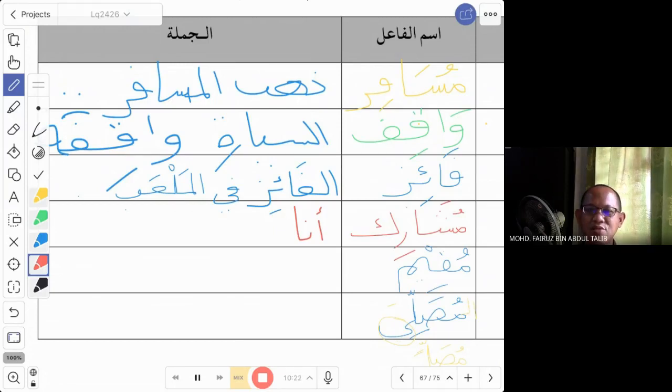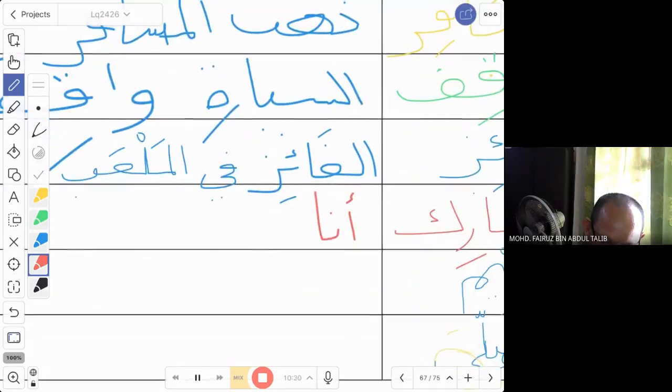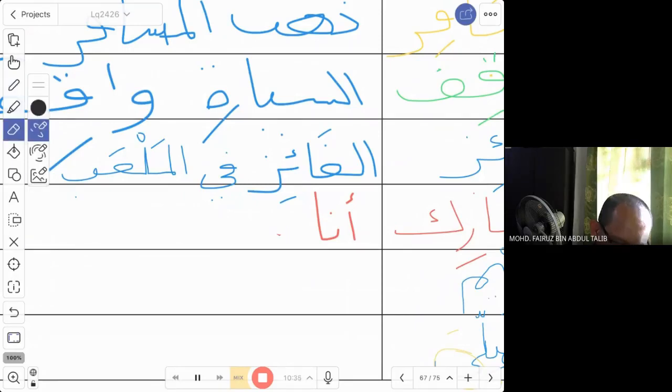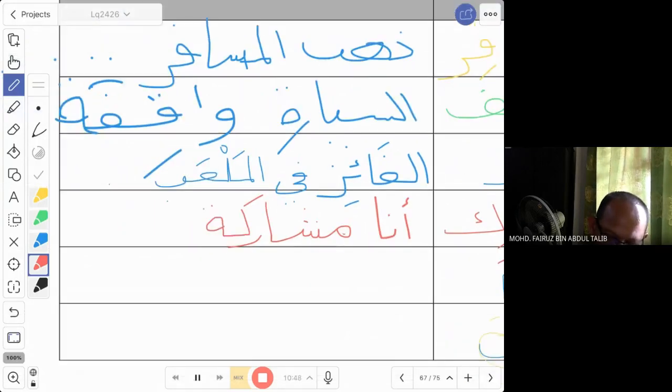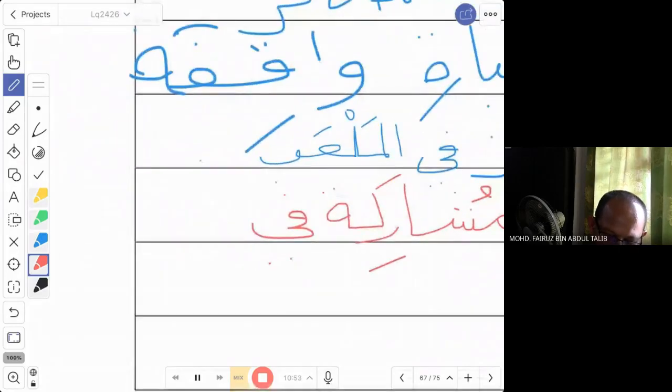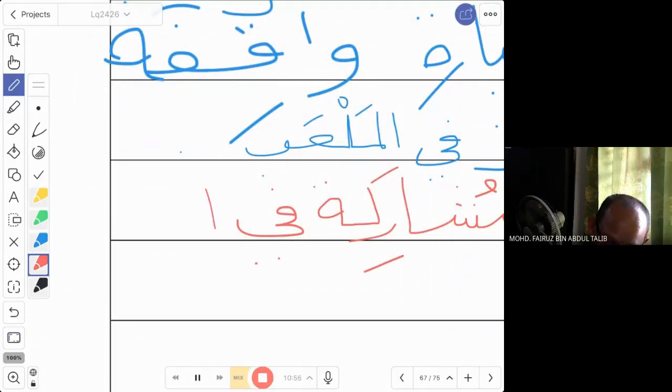Okay, so by replacing to isim fa'il, the meaning is always in the present. Isim fa'il is always in the present, as if you are using fi'il mudhari. So you just say ana musyarikun. So of course it depends on whether it is for muzakkar or muannas. If it is muzakkar, then you say ana musyarikun. If it is muannas, then you say ana musyarikatun. Okay, depends. Ana musyarikun or ana musyarikatun fi... Okay, what do you? Al-mahrajan. Okay, good. What is mahrajan?